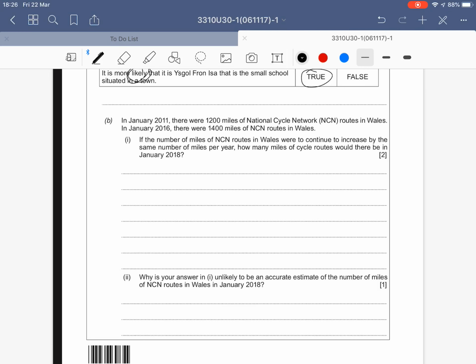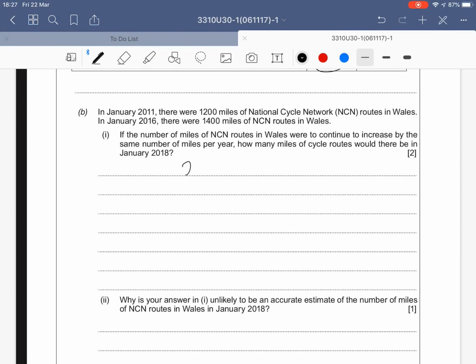Right, in January 2011, there are 1,200 miles of national cycle network routes in Wales. In January 2016, there were 1,400 miles of national cycle network routes in Wales. The number of miles in Wales will continue to increase by the same number each year. How many miles would there be in 2018? So, the difference between them at the moment. So in 2011, there is 1,200 miles. In 2016, there's 1,400. So that's a difference over 5 years.